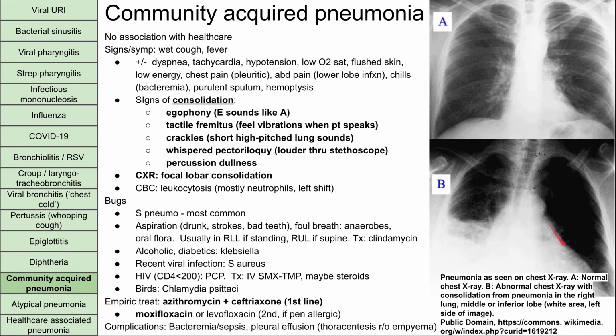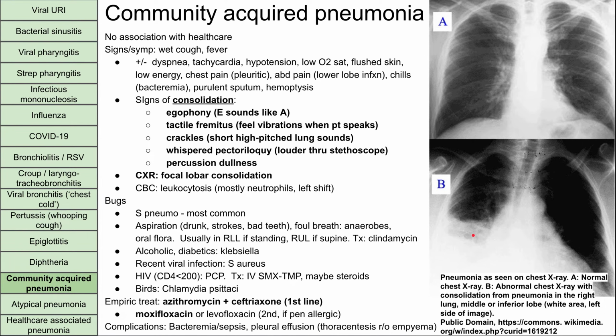Here you can again see the heart on the patient's left, but you can at the right lower lobe see that they have a lobar consolidation. So if you were to tap on this, if you were to percuss this, it would be more dull. You might feel vibrations. You might feel tactile fremitus over this lower right lobe. You might also hear egophony or whispered pectoriloquy over this right lower lobe.